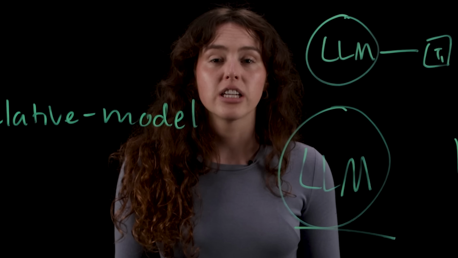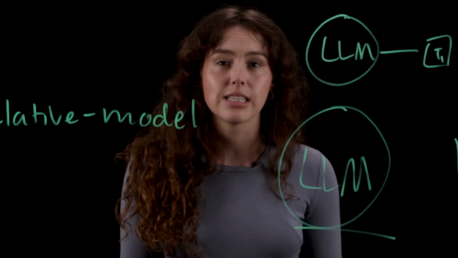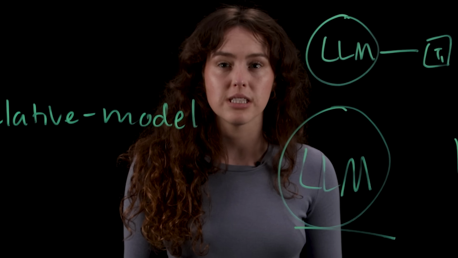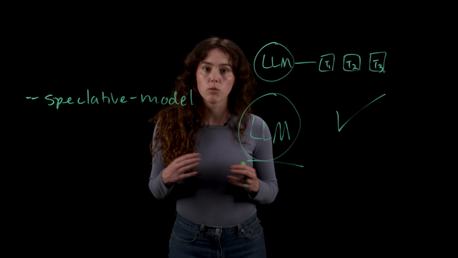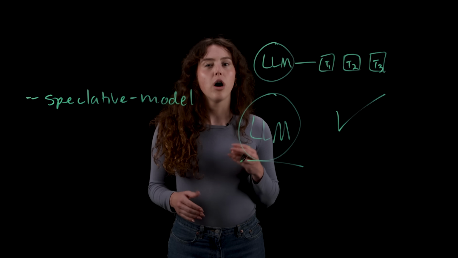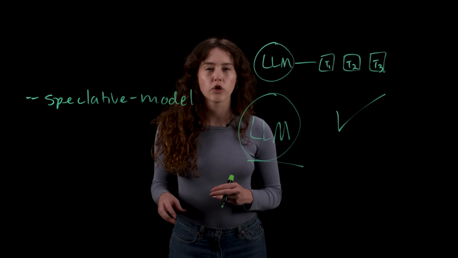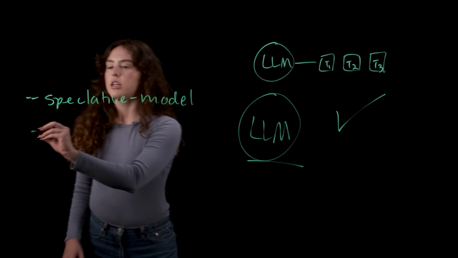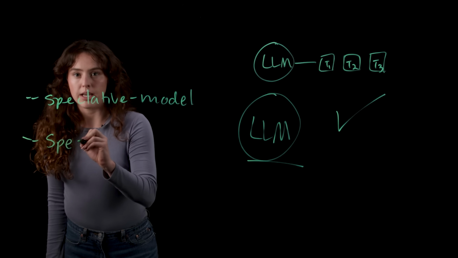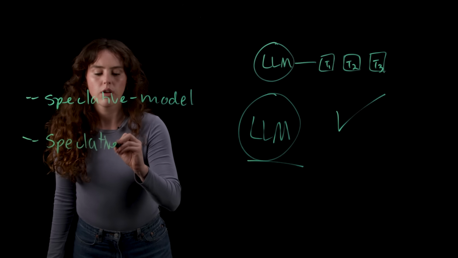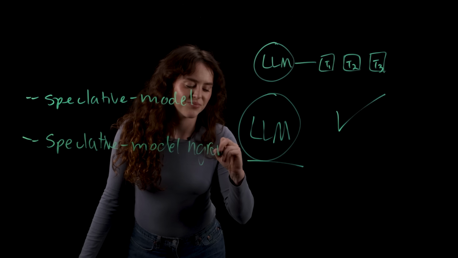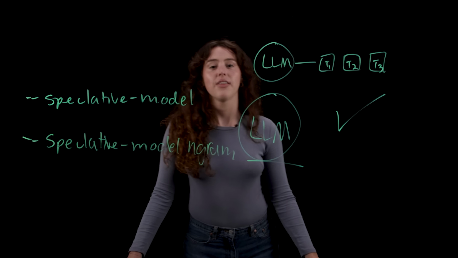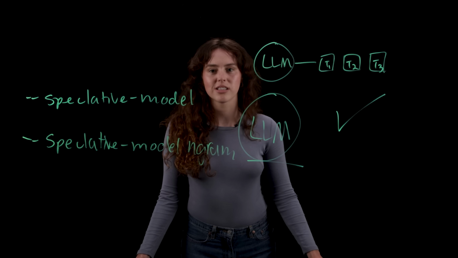And at very high concurrency, the gains shrink since the batch is already keeping the GPU busy. So reach for this when interactive latency matters more than raw throughput. vLLM also ships a zero-cost n-gram speculator via --speculative-model ngram. And that's for structured or repetitive outputs.